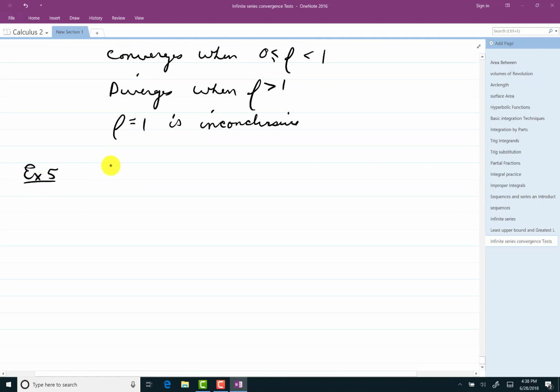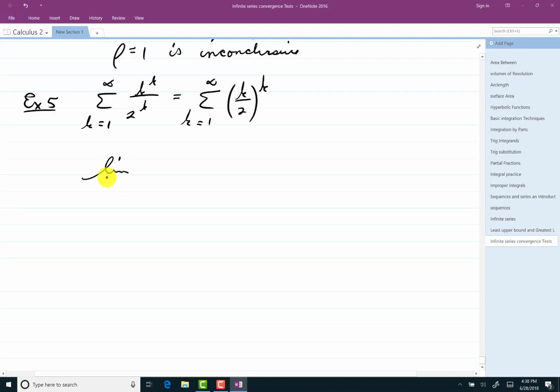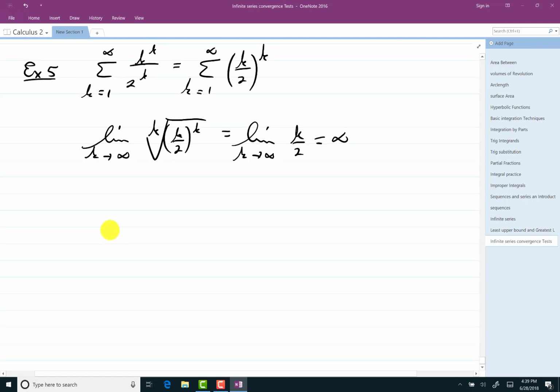Now this series, at first look, is horrible looking. K equals 1 to infinity, and I'm going from k to the k over 2 to the k, which we've already done. Just rewrite it as k over 2 to the kth power. Then when I do the limit as k goes to infinity of the kth root of that, the kth root cancels with the kth power, and you're left with the limit as k goes to infinity of just k over 2, which equals infinity, and that proves that the series diverges.